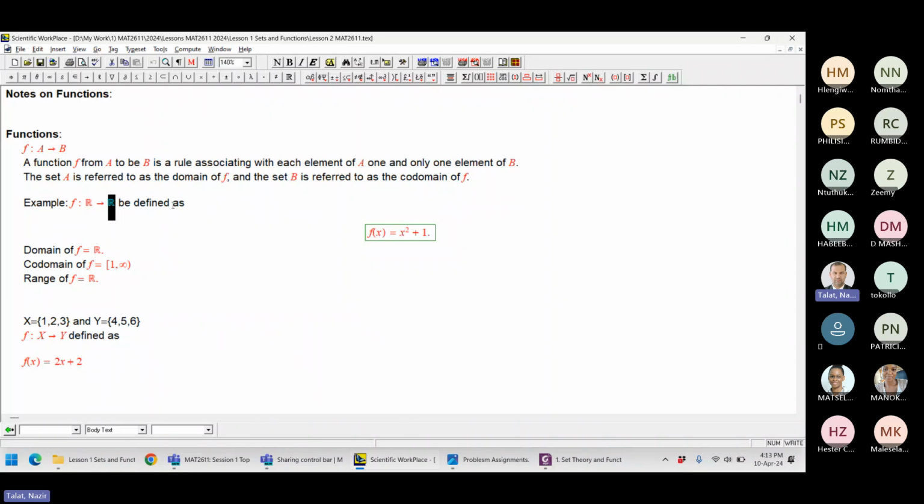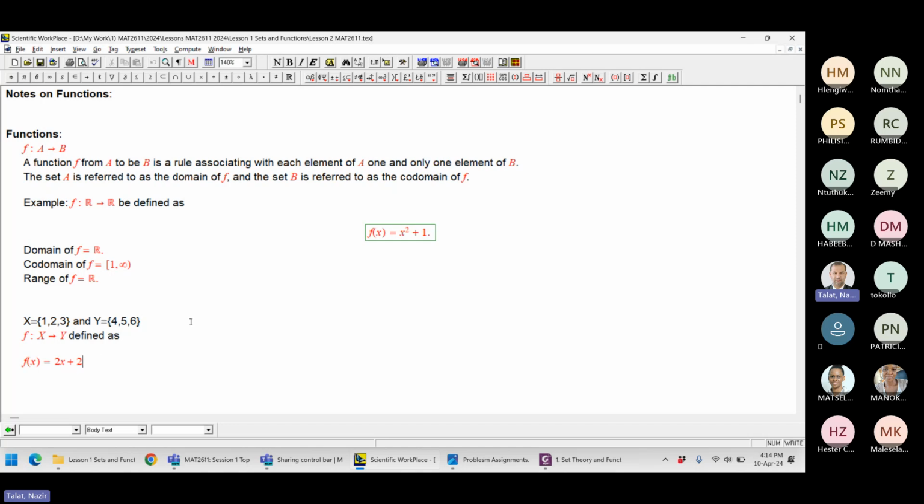For instance, if we put 0, the answer is 1. And if we put 1, the answer is 2, and so on for all the collection. But it will not give negatives. All entries are from 1 to infinity. So these are the domain, codomain, and the range of f.